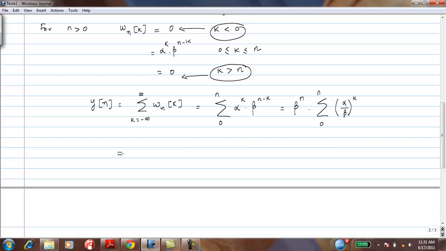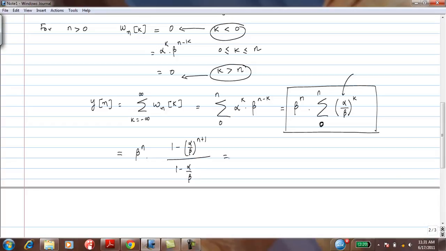And now you will thank me for emphasizing the importance of being able to sum consecutive elements of a geometric series. Okay, because this is sum to n terms of a geometric series, starting from alpha over beta to the 0 and going up to alpha over beta to the n. So the ratio of two adjacent terms in the geometric series is alpha over beta. So the answer then is beta to the n times 1 minus alpha over beta to the n plus 1 divided by 1 minus alpha over beta.